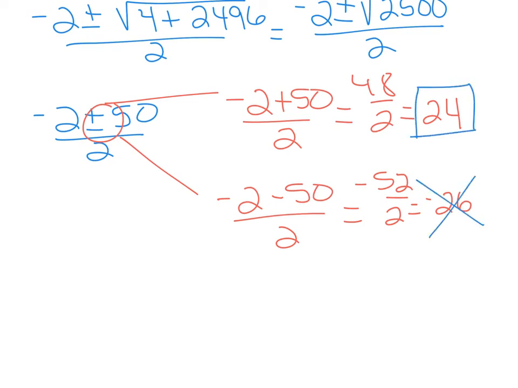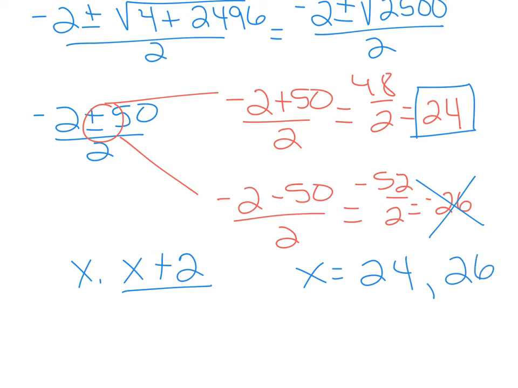This is x. Remember at the top we defined our two integers as x and x plus 2. Well, it turns out that x equals 24. What is the other integer? X plus 2. So the other one will be 26. So these are the two integers.